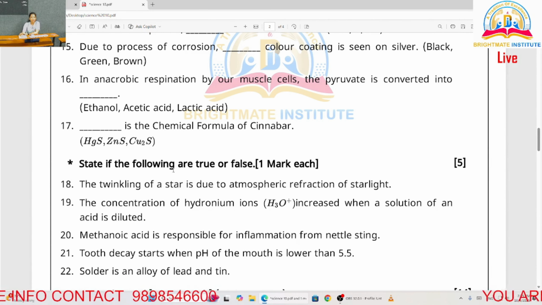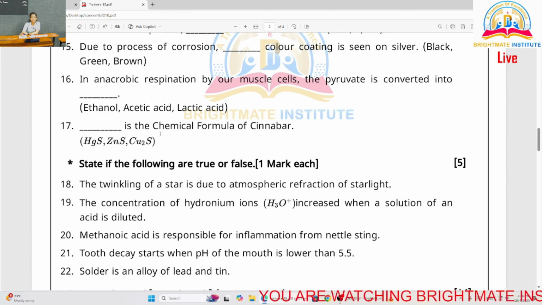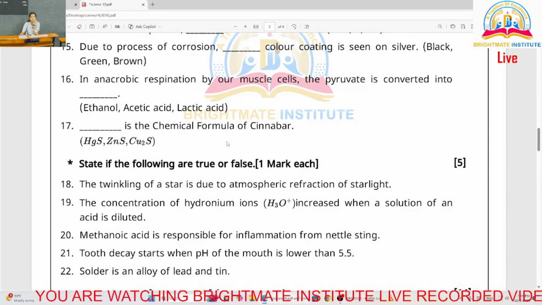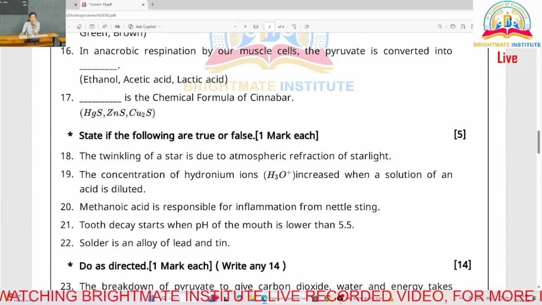Now 17th: blank is the chemical formula of cinnabar. The correct answer is HgS, because cinnabar is an ore of mercury. So the chemical formula of cinnabar is HgS, the first option.